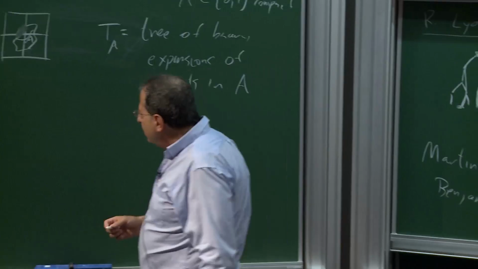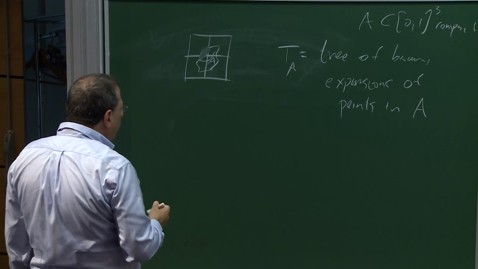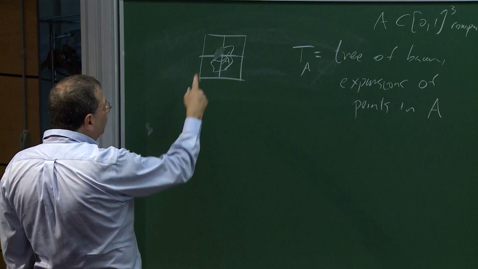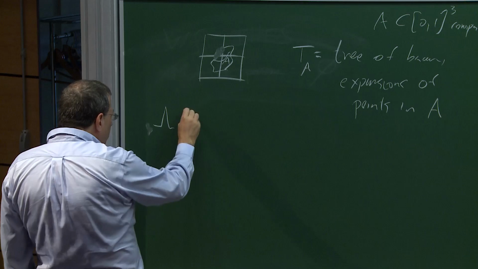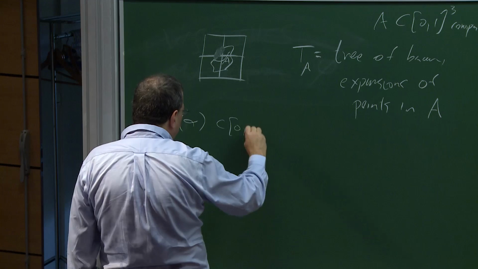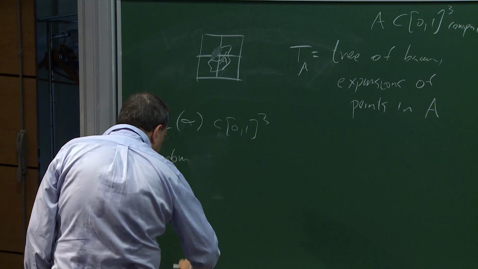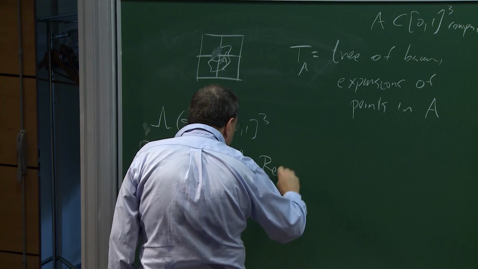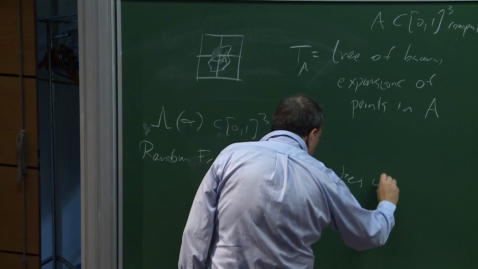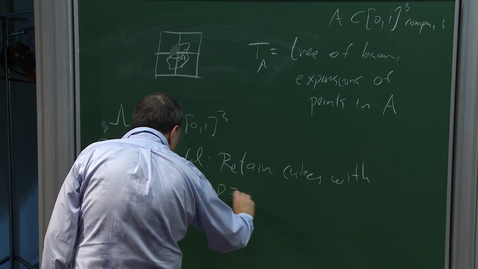And then once you're in this form, Lyons' theorem can be extended. So now I'm going to look at a random set. Let's call it Lambda of alpha. This will be inside the cube. This would be a random set, or I'll call it a random fractal, or fractal percolation. It is obtained by retaining cubes with probability p, which is 2 to the minus alpha.